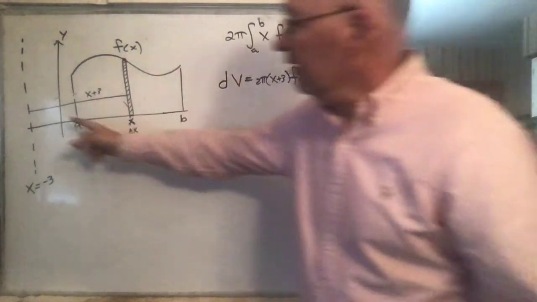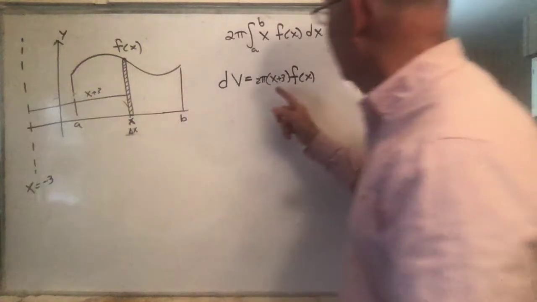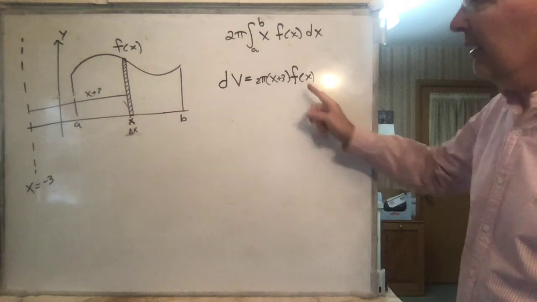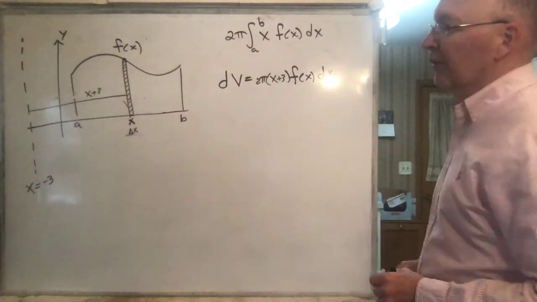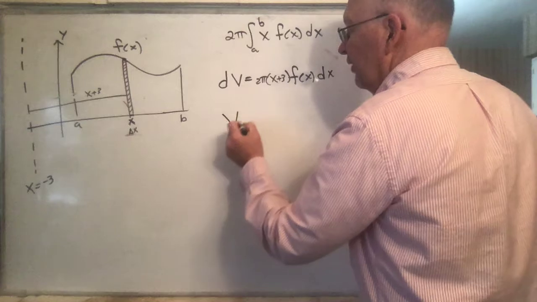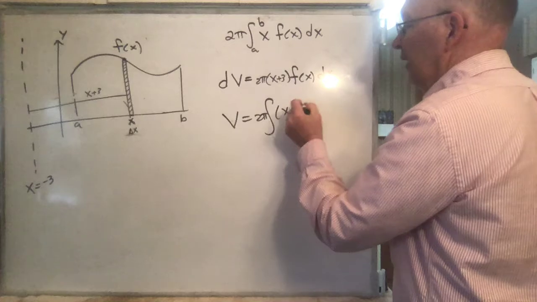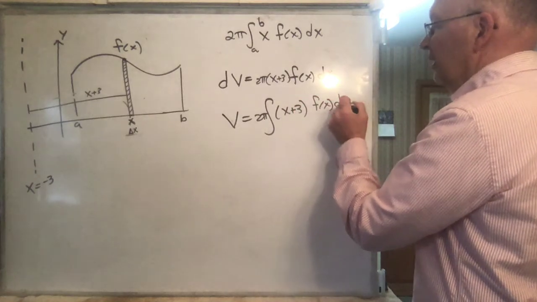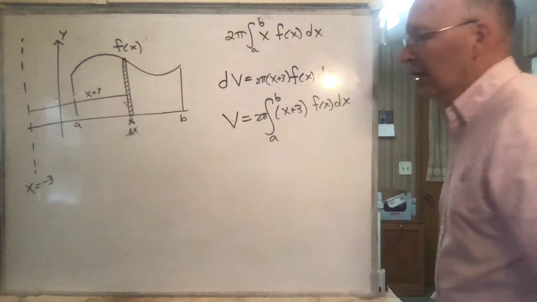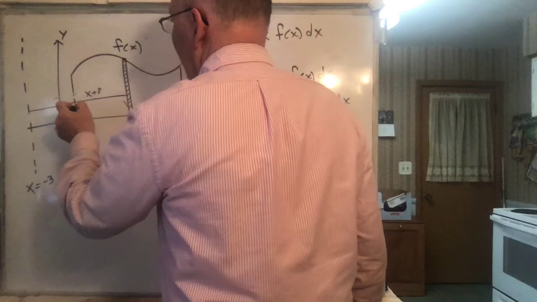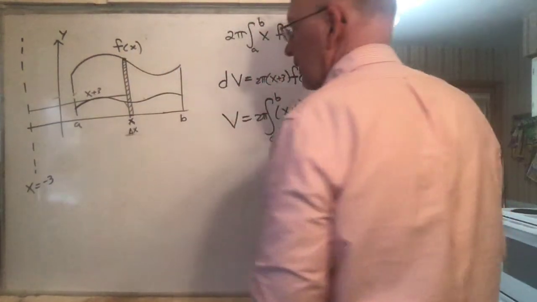2 pi times the radius. Here's the radius times 2 pi. That gives you the circumference. That gives you the height. And now we finally have a little dx for the thickness of it. And you add all those things up. The 2 pi can come out front. x plus 3, f of x, dx from a to b. Okay? So there are various kinds of problems you can do like that, just to make sure you understand what's going on. Okay, I'll let you figure out what happens if you have two functions here.